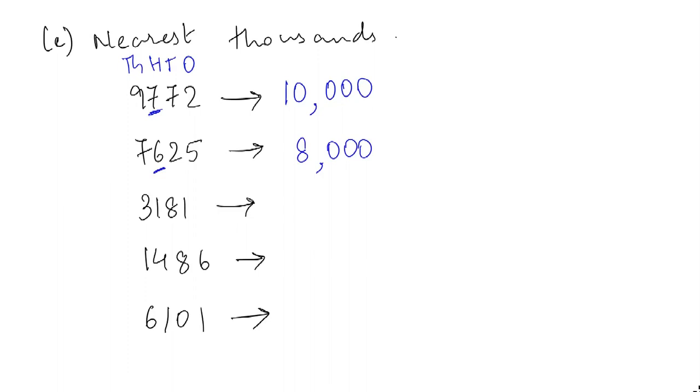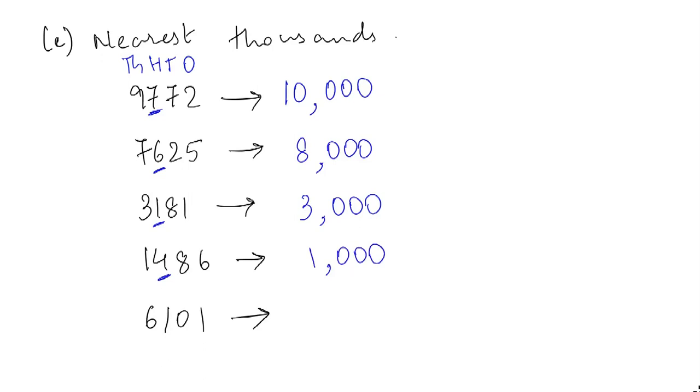Next, we have 3181. So there is 1 in the hundreds place. 1 is less than 5. So no need to add anything. This will become 3000. Then we have 1486. We have 4 in the hundreds place. 4 is less than 5. So on rounding off, we get 1000.